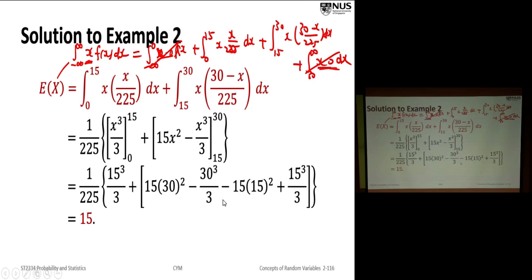I left the integration part for you to look at. So the answer is 15. So the expectation of x is 15. All right?